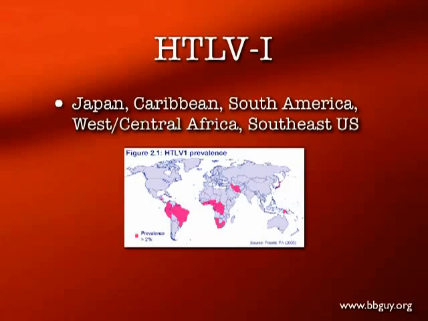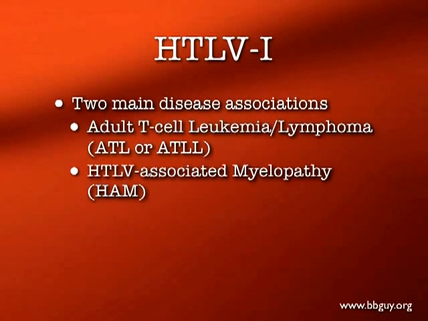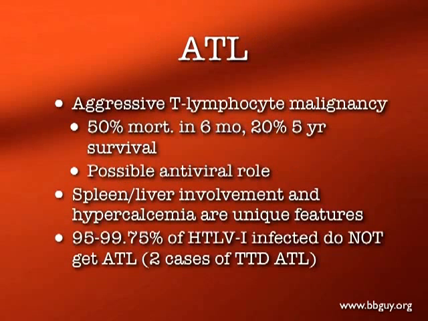First, HTLV-1 is found, as you can see on the map here, in Africa, South America, Central America, you can't see that very well, as well as a very large population of HTLV-1 infections in Japan. There are two main disease associations with HTLV-1. The first is ATL, or adult T-cell leukemia lymphoma, and the second is HTLV-associated myelopathy. Let's talk about ATL first.